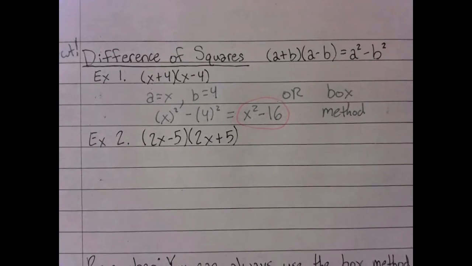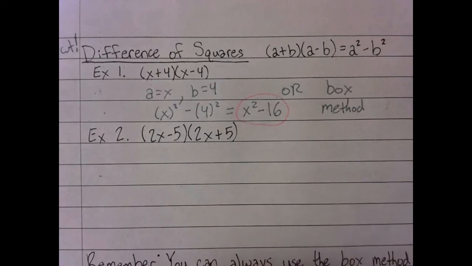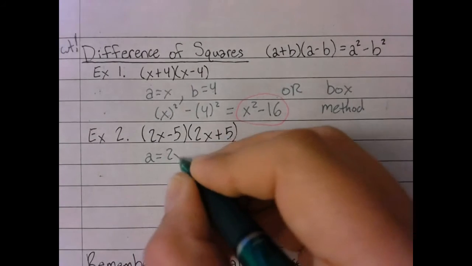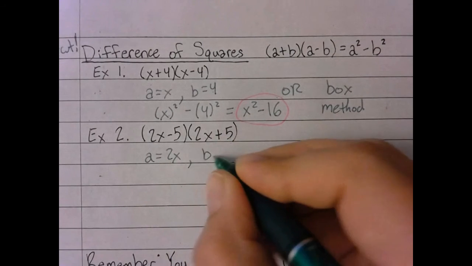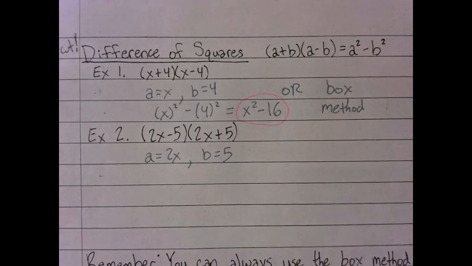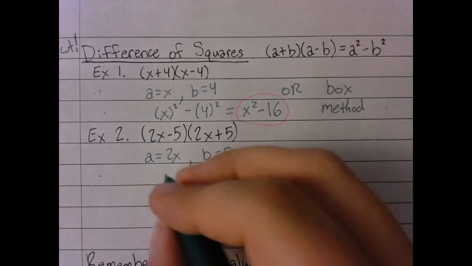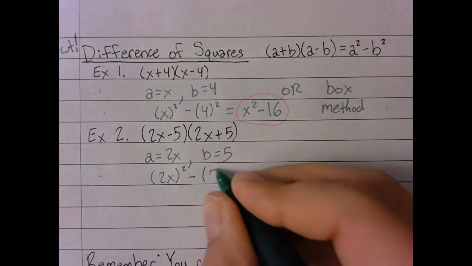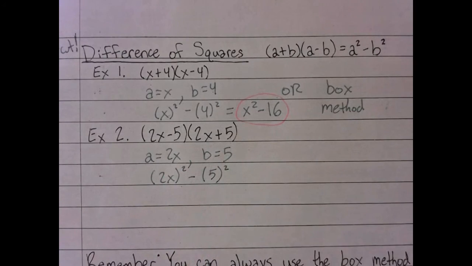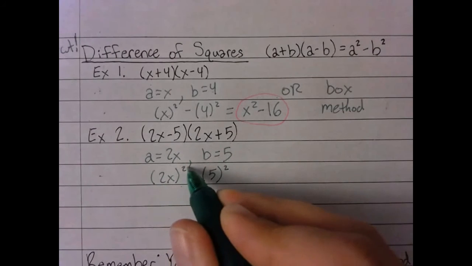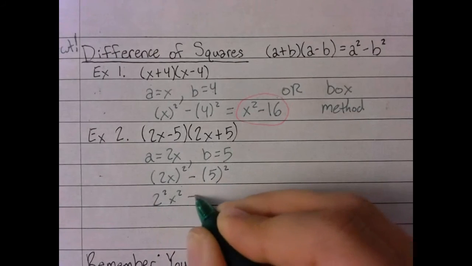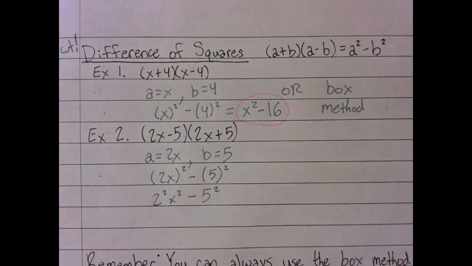It should. Let's see if you can do this one. First, label what your a and what your b is. Should get a is 2x in this example. B is 5. All right, we'll use our formula. So we have a squared minus b squared. And again, exponent rule says that everything on the inside needs that exponent. So we get 2 squared x squared minus 5 squared.